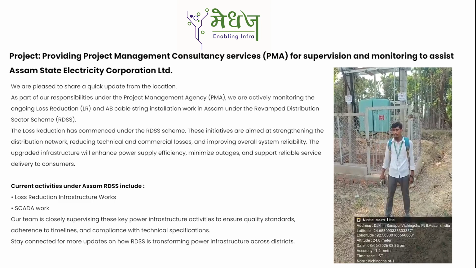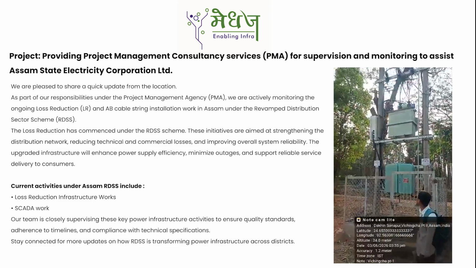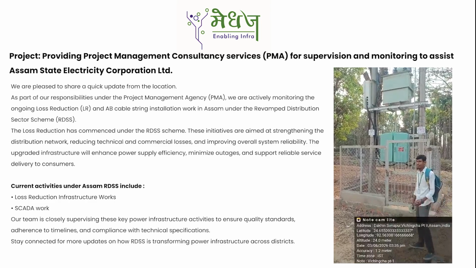So for today I pay for this DTR. Before I choose the rating of the DTR, let's check how I can directly identify a 63 kVA DTR. So let's check this DTR. I will show how I can directly identify the 63 kVA DTR.